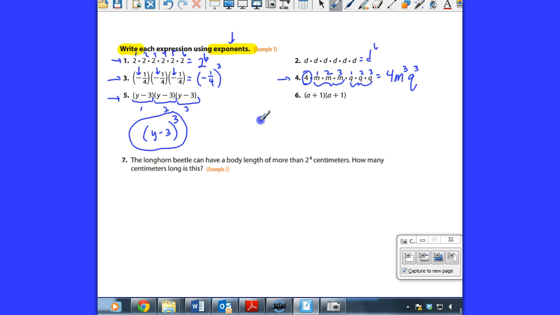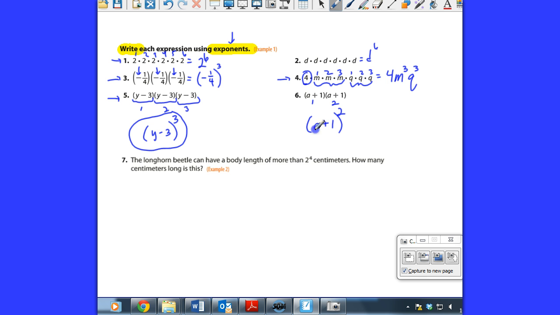And you just leave it like this. Don't try to do anything else. Don't try to change that to y to the third minus 9. That's not right. Okay, number 6, you have a plus 1 two times in parentheses. So if you were going to write that with exponents, you would go a plus 1 in parentheses, all to the power of 2.